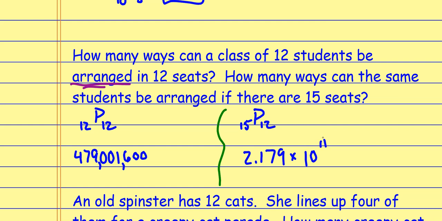And granted, if I was actually making a seating chart, there's certain seats that I wouldn't leave empty, like the front row, because everybody loves those seats, okay? But we drastically change the number of possibilities when we start changing some of these numbers, okay?